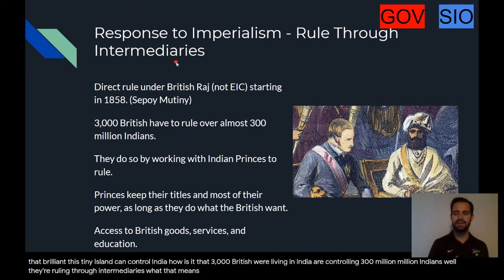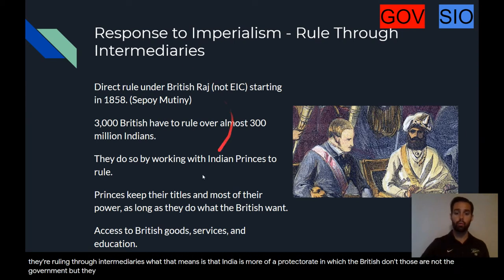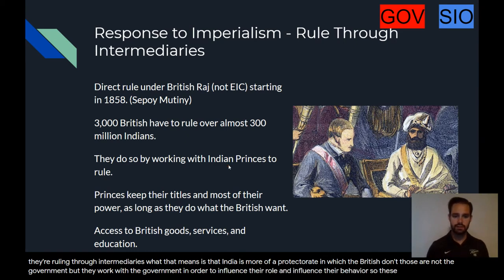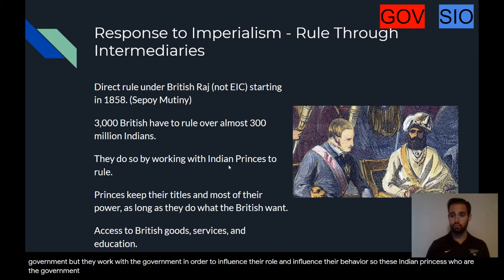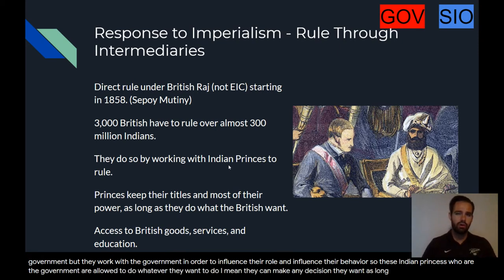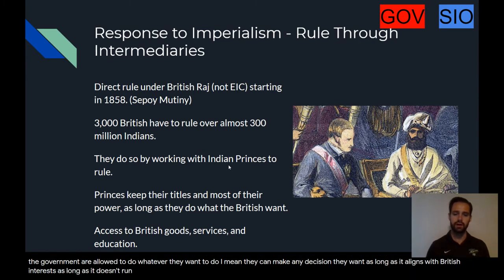What that means is that India is more of a protectorate in which the British don't have direct control. The British themselves are not the government, but they work with the government in order to influence their rule and influence their behavior. So these Indian princes who are the government are allowed to do whatever they want to do. I mean, they can make any decision they want as long as it aligns with British interests, as long as it doesn't ruffle their feathers too much.